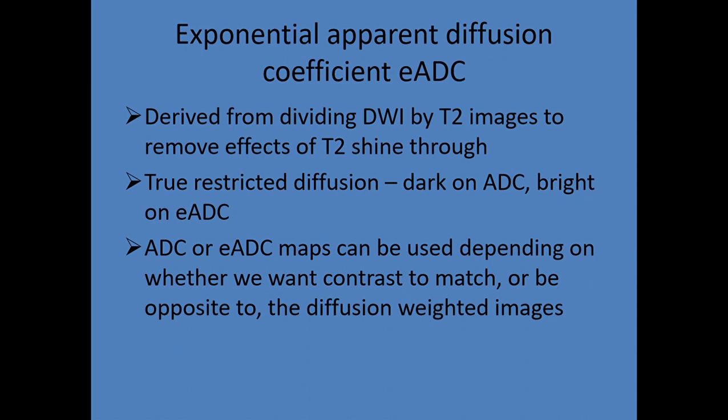Next is exponential apparent diffusion coefficient or exponential ADC, derived from dividing the diffusion weighted image by the T2 image to remove the effect of T2 shine through. True restricted diffusion appears dark on ADC and bright on exponential ADC. ADC or EADC, that is the exponential ADC map, can be used depending on whether we want contrast to match or be opposite to the diffusion weighted image.